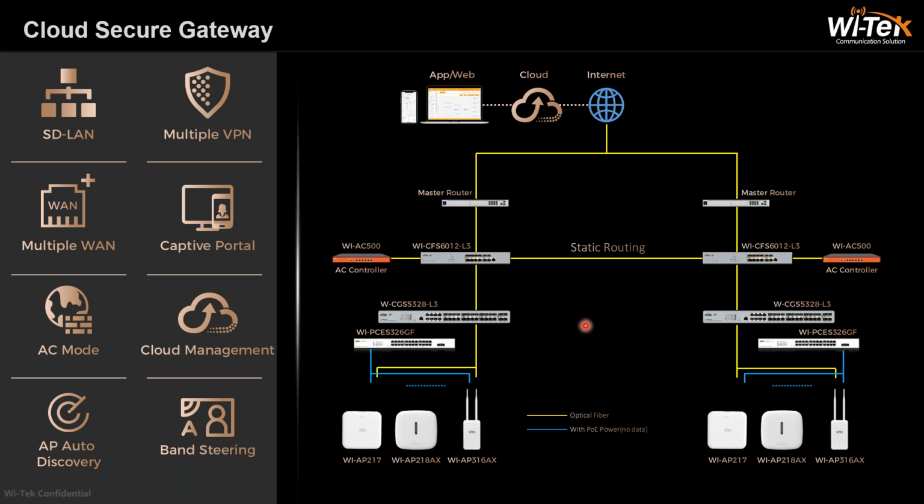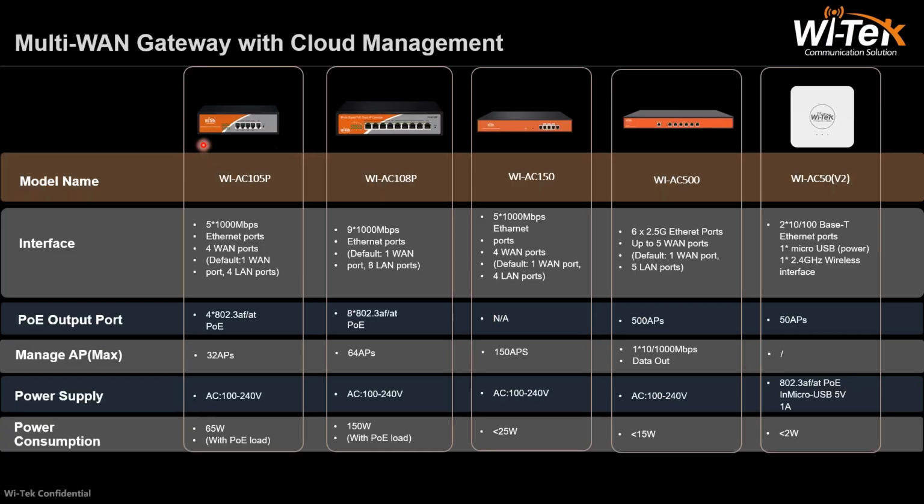Okay, let's move to the next page. It is for our multiple gateway parameters, because this part we already introduced. Let us quickly review this part. For our AC105B and AC1058P, we support PoE, right? We will use them in places like economic hotels. Because it supports the PoE function, we can directly connect the AP and IP camera to the device. No need to add more PoE switches.